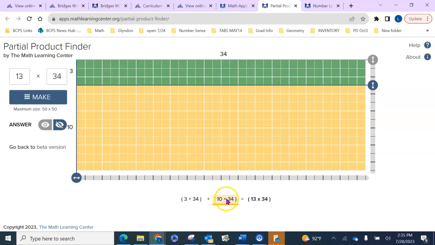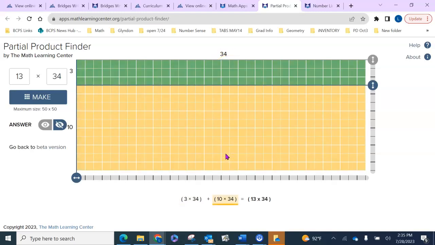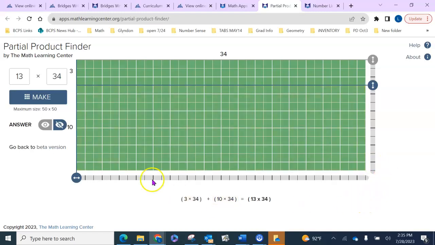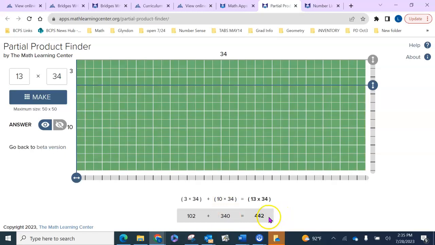And we can see on the bottom even that what is highlighted in the array is highlighted in the equation. 3 times 34 plus 10 times 34 equals 13 times 34. That could be what that model looks like using two regions. If I click this button over here where it says answer, it will then show me that 3 times 34 is 102 plus 10 times 34 is 340 equals 442.